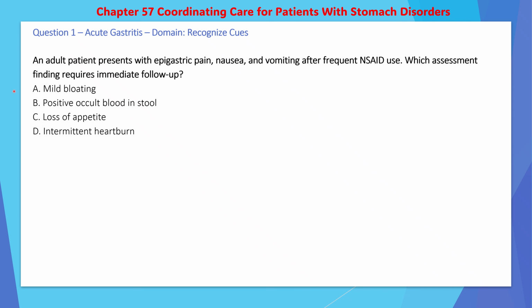So the simple question from acute gastritis, domain: recognizing acute gastritis. An adult presents with epigastric pain, nausea, and vomiting after frequent NSAID use. Which assessment finding requires immediate follow-up? Mild bloating, positive occult blood in stool, lost appetite, or intermittent heartburn? Think about what requires immediate follow-up. Think about ABCs here.